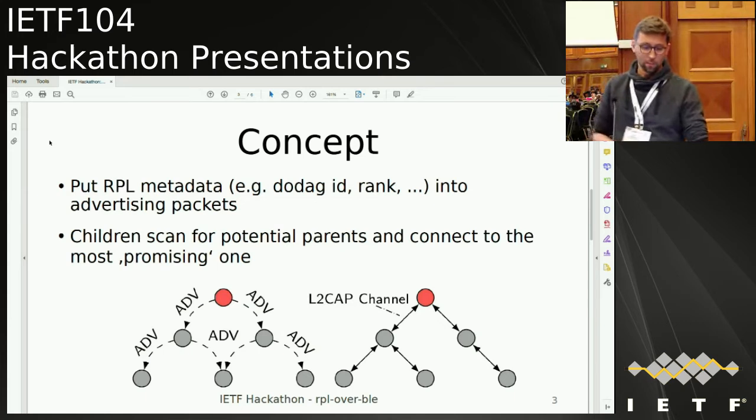So the concept is quite simple. Bluetooth also offers this broadcast domain where Bluetooth nodes send advertising data to each other that can be scanned. And so all we did is take some Ripple metadata information like rank and codec ID and so on and put it into this advertisement data. So nodes can, based on the advertisement data they receive, make decisions on who to connect to. In our case, we decided to have the strategy that nodes simply decide their parent, so they only connect to their parent actively.